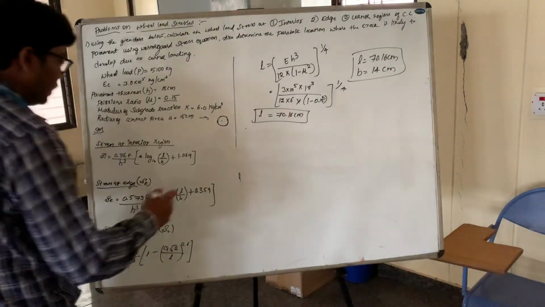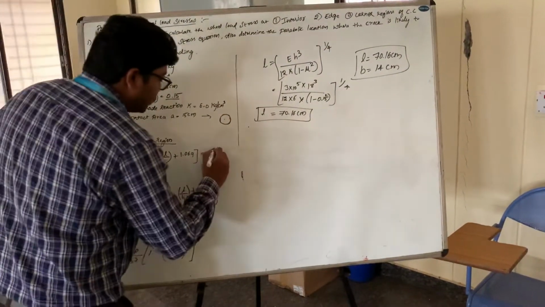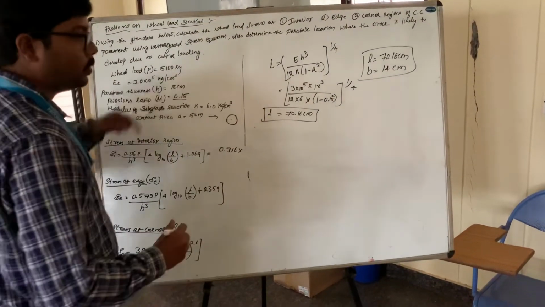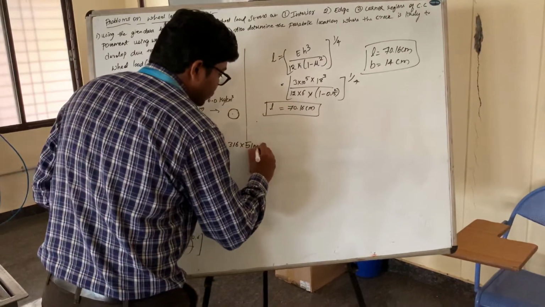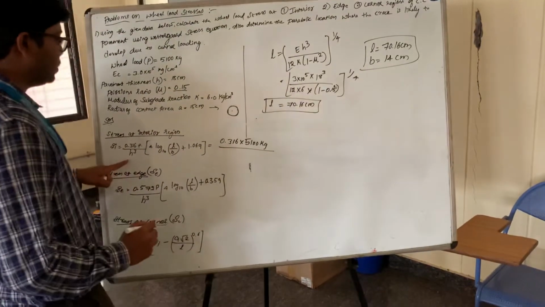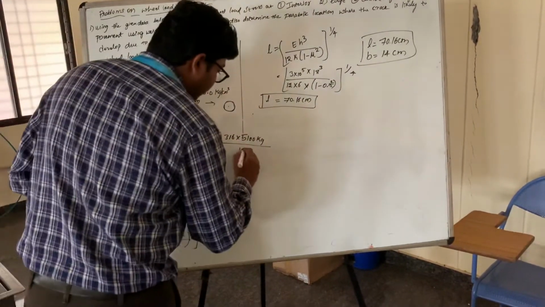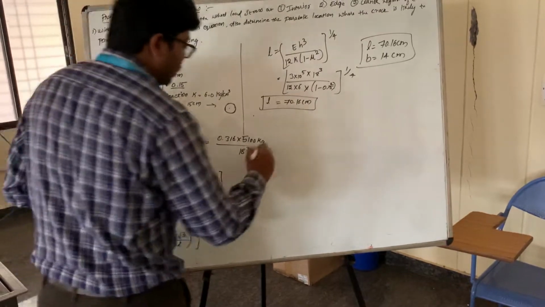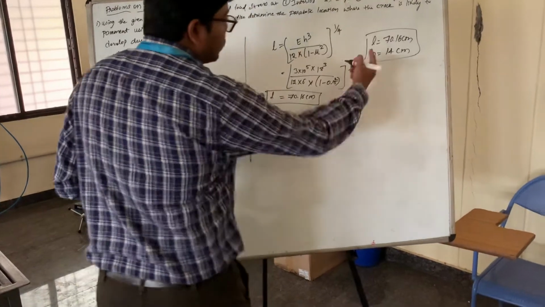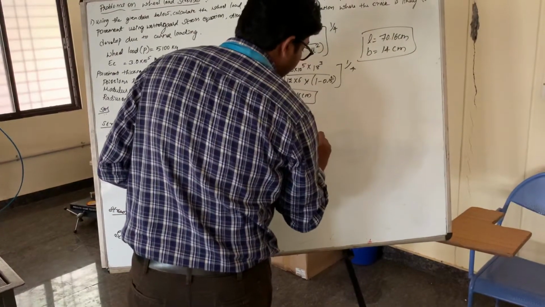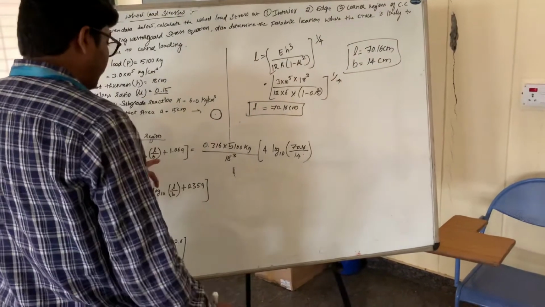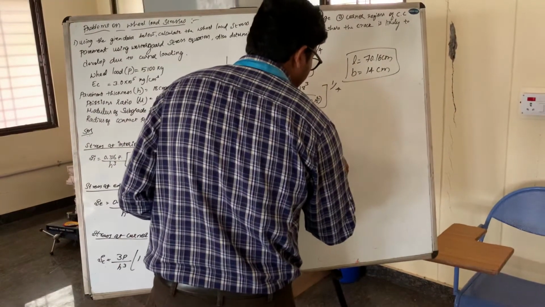Now at the interior position, 0.316 into, what is the P value? P value is 5100 kg, divided by H cube. H is the thickness of the pavement, that is 18 centimeter, into 4 into log base 10 of L by B. So what is the value of L? 70.16. B value is 14 centimeters, plus 1.069.